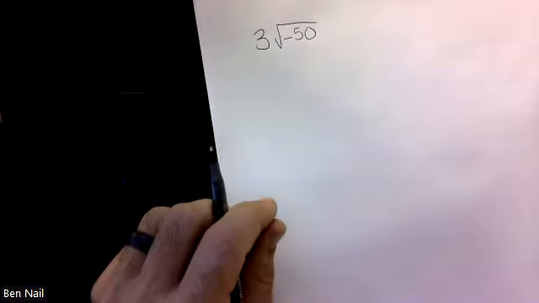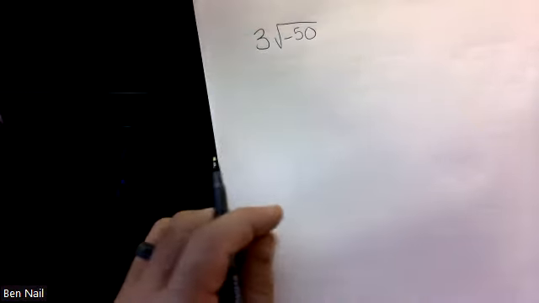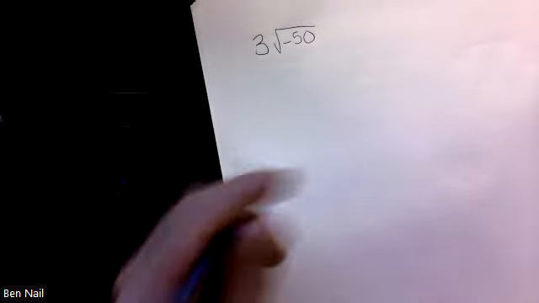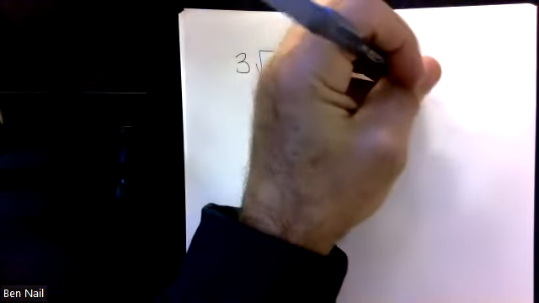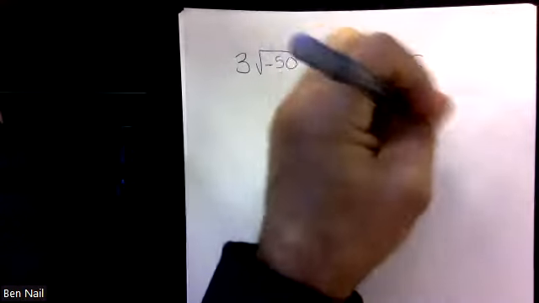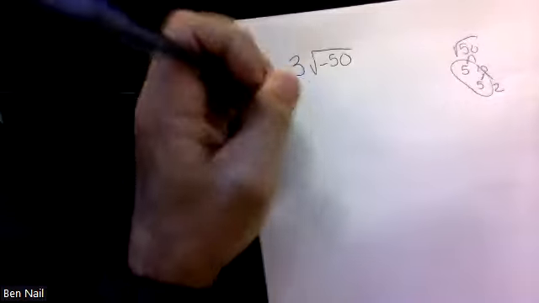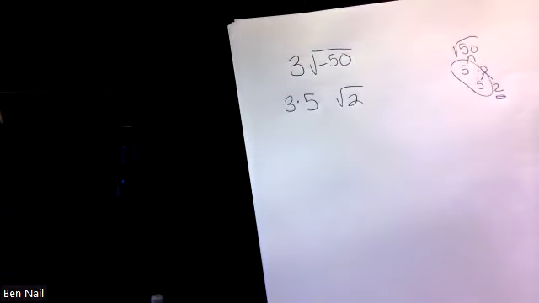Okay, we're told to simplify 3 square roots of -50. Square root of 50 breaks into 5 and 10. 10 breaks into 5 and 2. So again, that pair of 5's comes outside with the 3 that's already there. We've got a 3 outside. That 5 goes outside. That poor little leftover 2 stays inside.